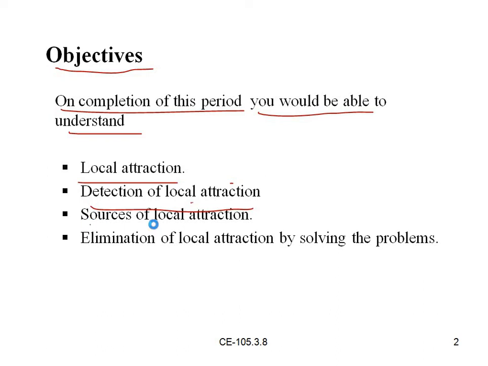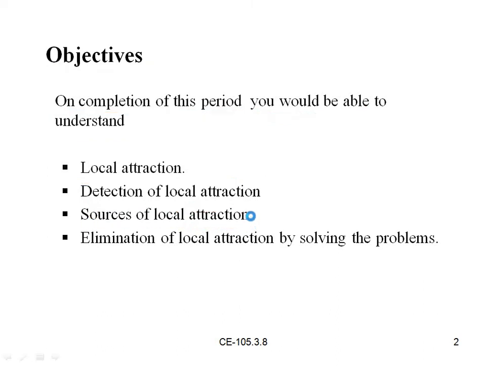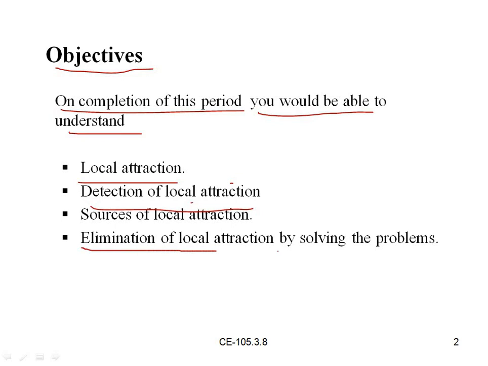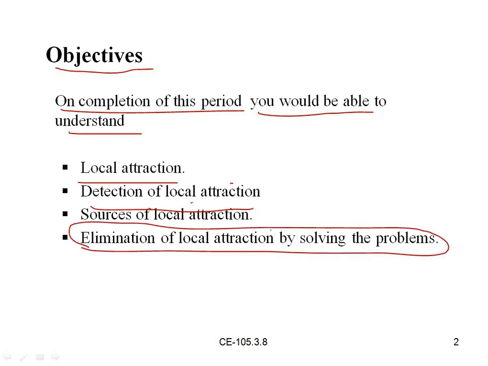And next, sources of local attraction: why does this local attraction occur? And elimination of local attraction by solving problems. We will have some examples regarding local attraction problems also. Generally, local attraction is a very important topic in our compass survey, so we will have some example problems on it.